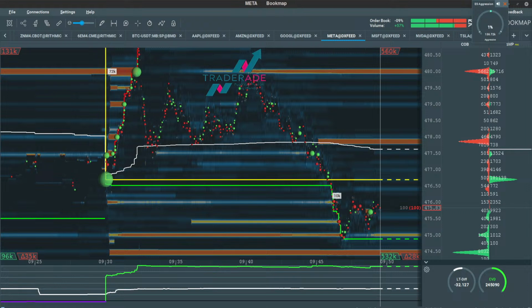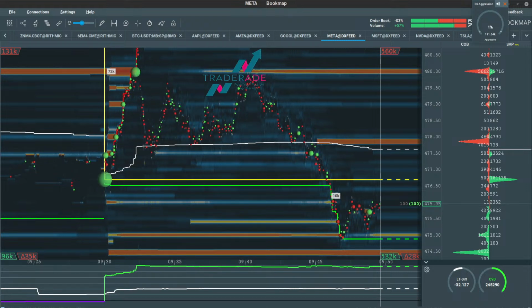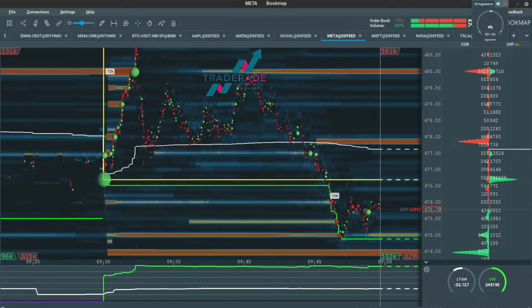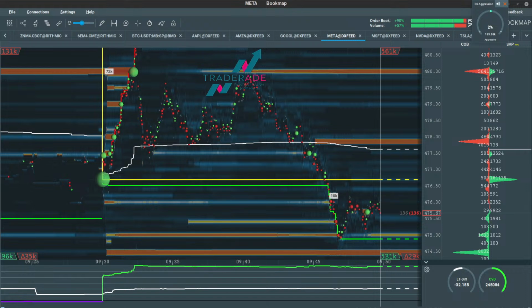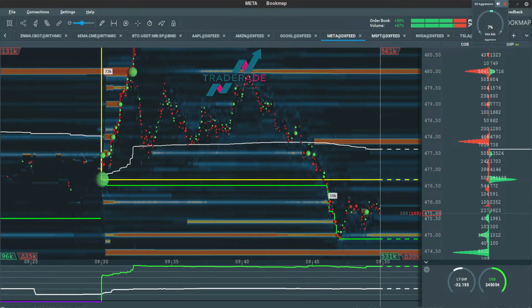Meta's looking a little bit more interesting. You do have this resting bid below at 475. It'd be interesting to see if we reject that again and get some more volume to the buy side. Then we might get up to this 478 level or just below 478 level where there's that resting offer, just around VWAP as well.